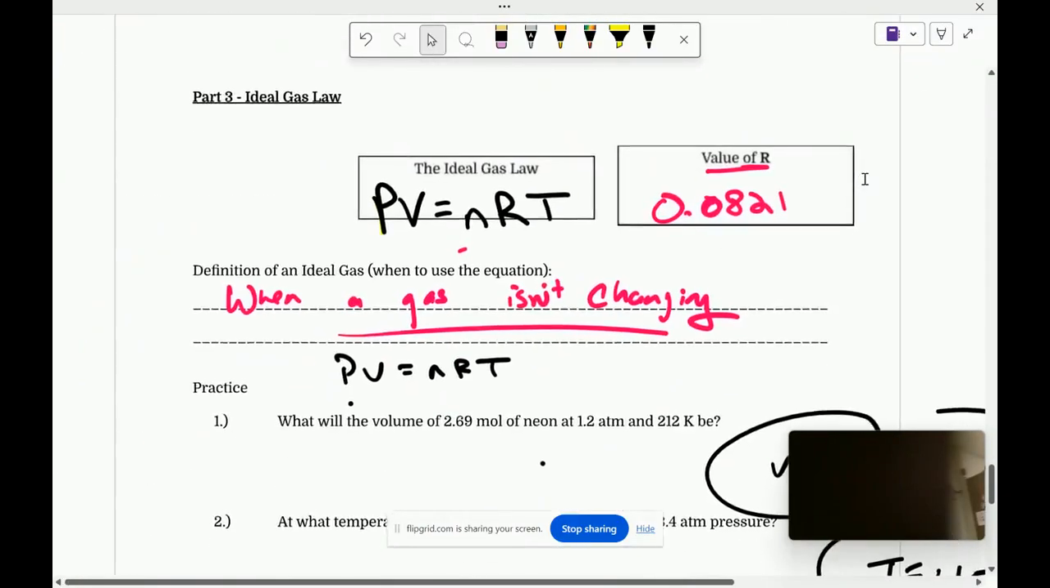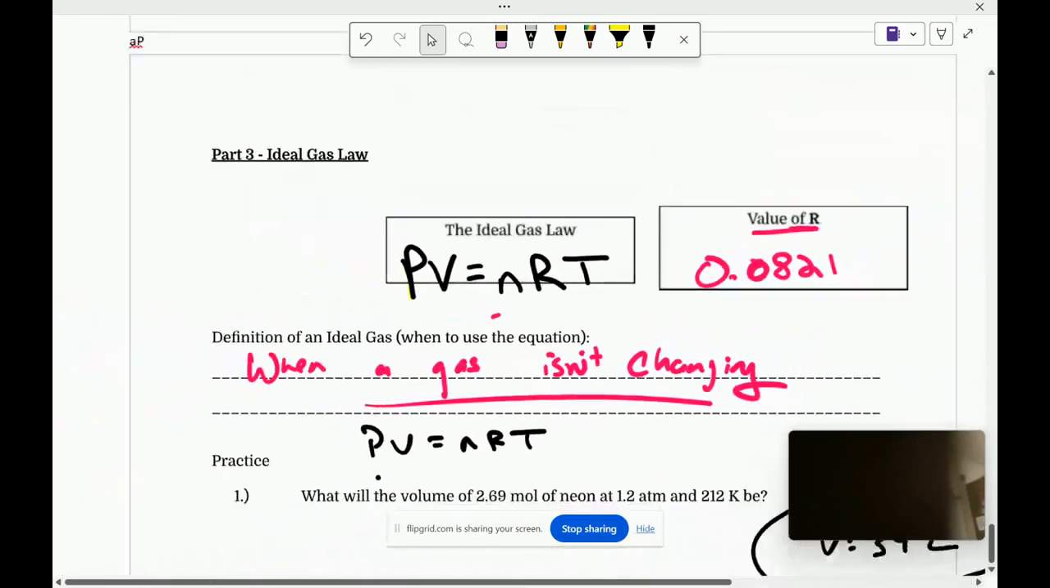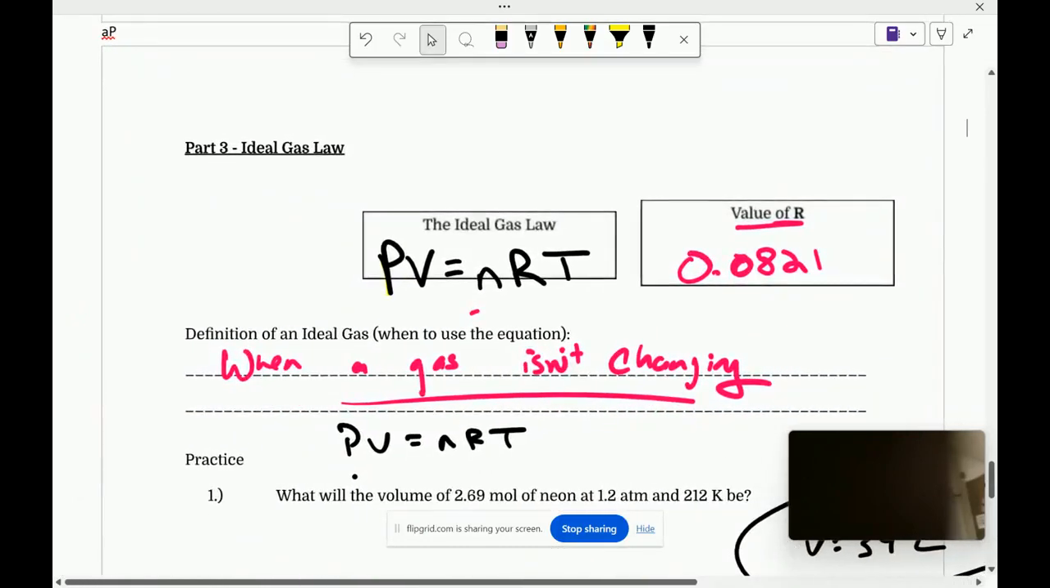Okay, write this down here. Part 3, it's called the ideal gas law. All right? This is the last note for the day. It's called the ideal gas law. So we got the combined gas law, which is when a gas is changing. The ideal gas law is when a gas is not changing. Okay? So when a gas isn't changing.